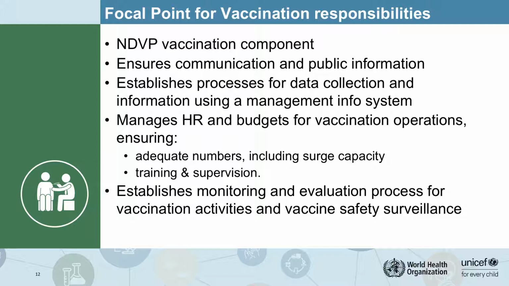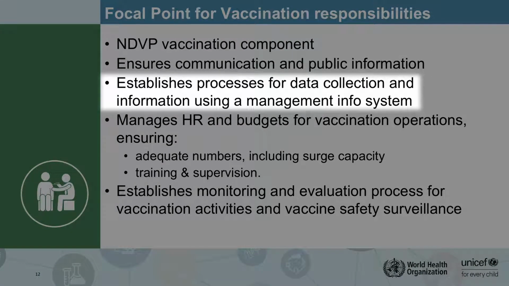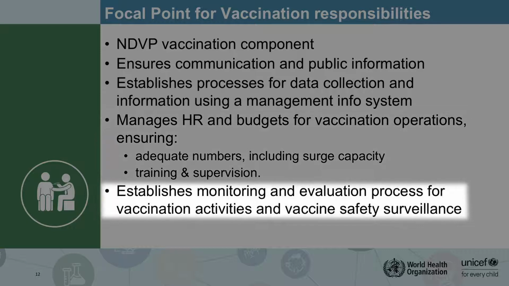The focal point for vaccination responsibilities. The focal point for vaccination ensures communication and public information. He establishes processes for data collection and information using a management information system. He manages human resources and budgets for vaccination operations, ensuring adequate numbers, including surge capacity, training and supervision. Finally, he establishes a monitoring and evaluation process for vaccination activities and vaccine safety surveillance.